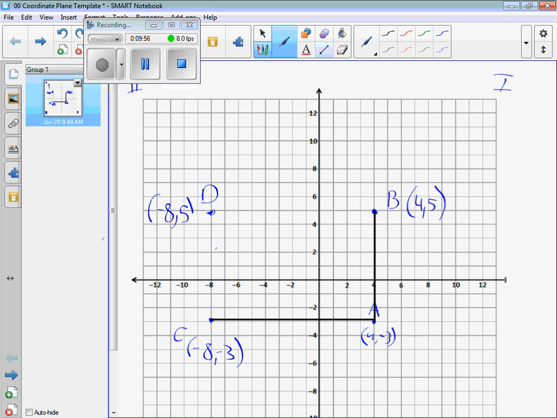Do you guys have negative 8, 5? Okay. As neatly as you can, complete the rectangle with your lines. All right? Really what the whole entire focus of lesson 10 is, is completing shapes based on the coordinates they give you and then finding the perimeter and the area.